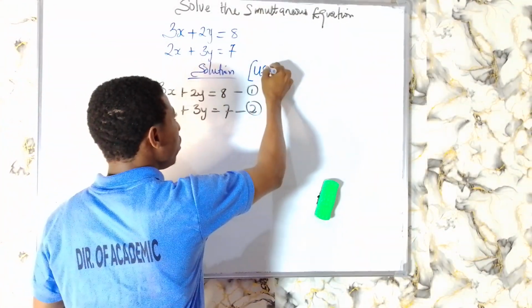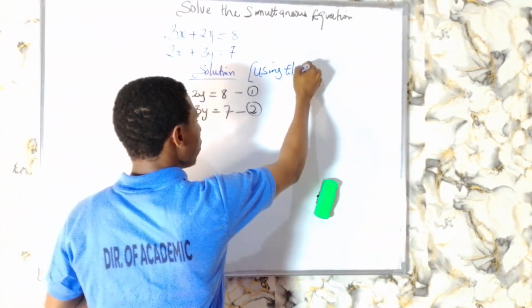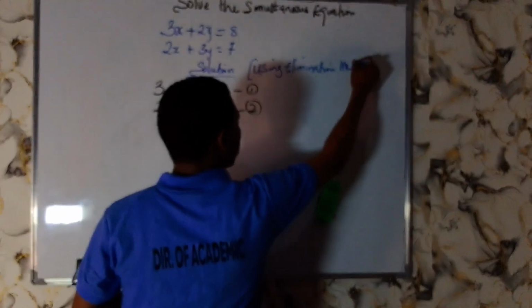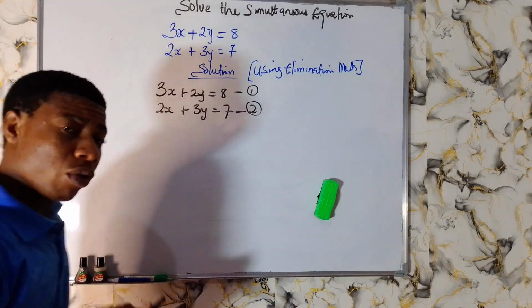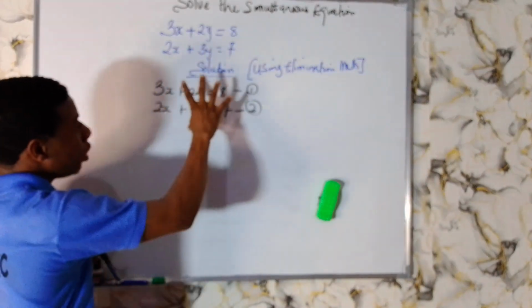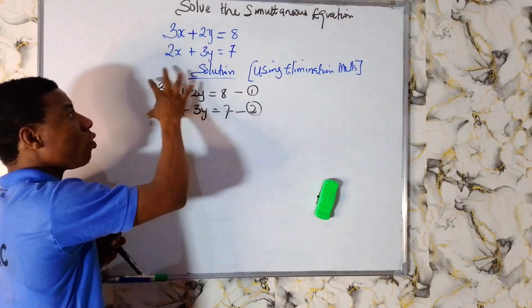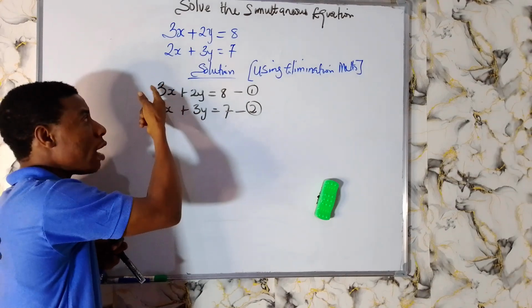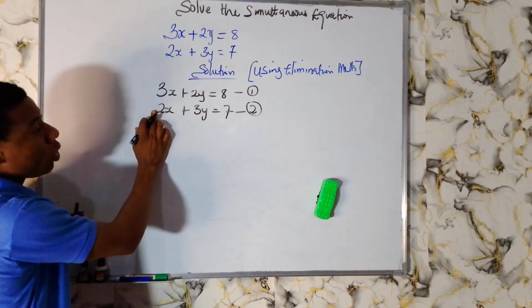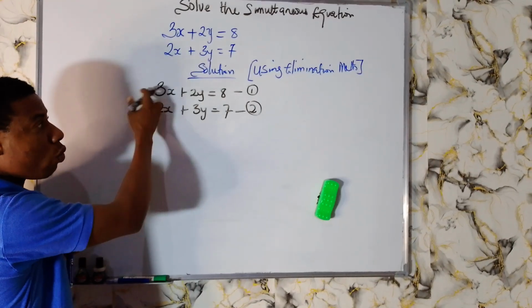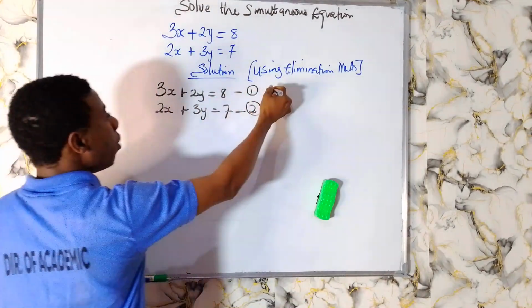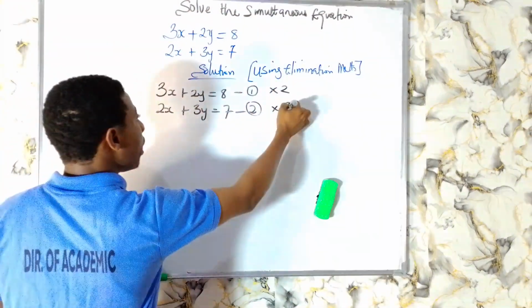Using the elimination method, there are different manners of approach. I can decide to pick these two values, 3 and 2, to multiply everything here. What I'm going to do here is pick this value to multiply equation 1, and pick this one to multiply equation 2. So I'm multiplying this by 2, and multiplying this by 3.